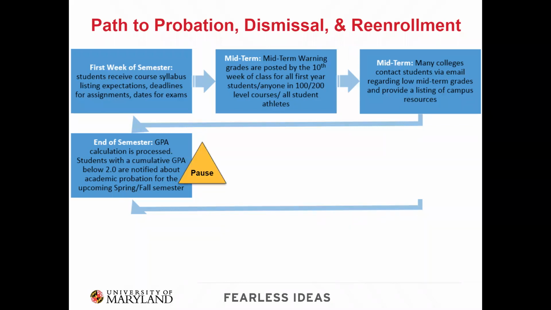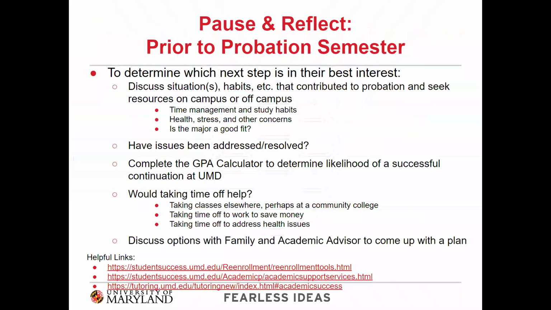Once a student is placed on academic probation, this is a good time for them to pause and reflect prior to their probationary semester. To determine which next step is in their best interest, the student needs to discuss the situations, habits, etc. that contributed to probation and seek resources on campus or even off campus. Some of these can include time management and study habits, health, stress, and other concerns, and also consider if the major is a good fit. So the students need to consider if these issues have been addressed or resolved.